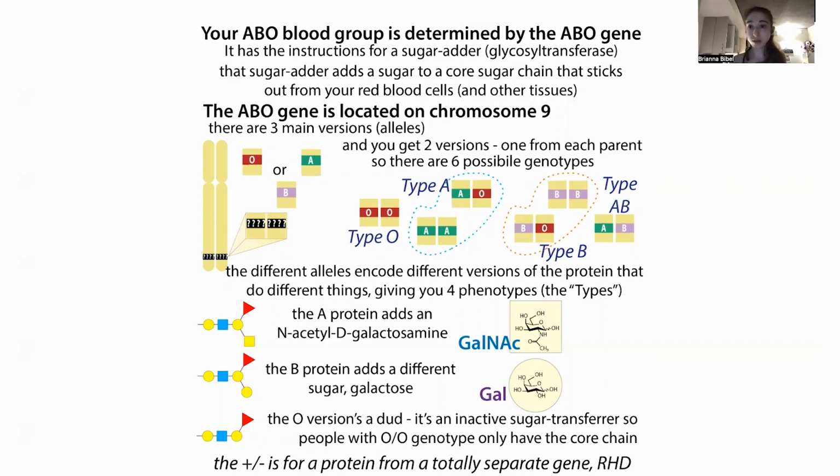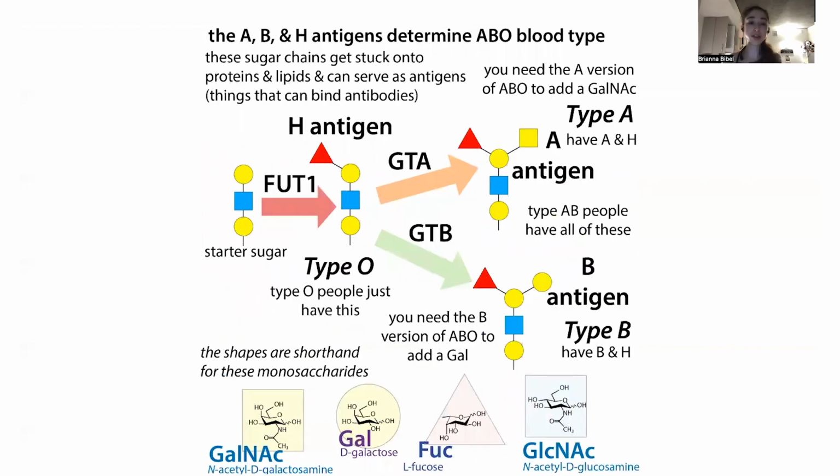One example is your ABO blood type. So whether you're type A, type B, type AB, or type O, this is dictated by which glycosyltransferases you have. So which sugar adders you have. And if you have different sugar adders, you add different sugars in different ways, and then this makes you have different sugar chains. And why this matters is that these sugar chains are going to get stuck onto proteins and lipids, and they can serve as antigens, or things that bind antibodies.